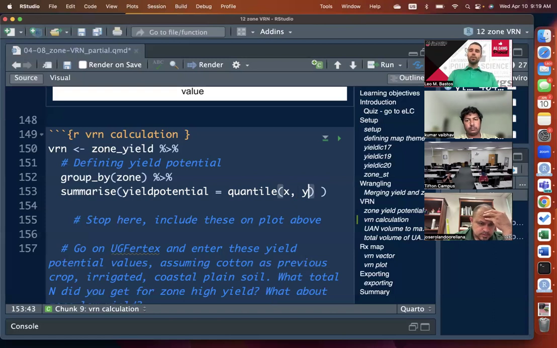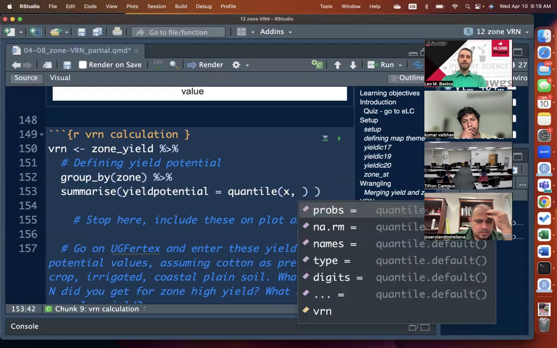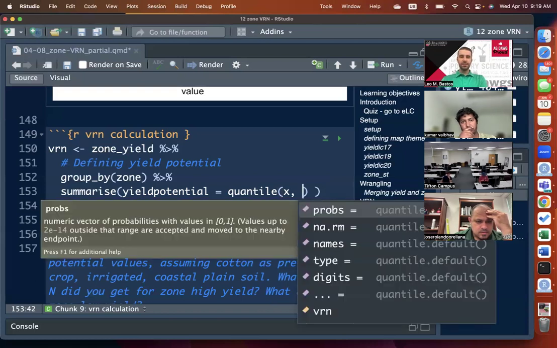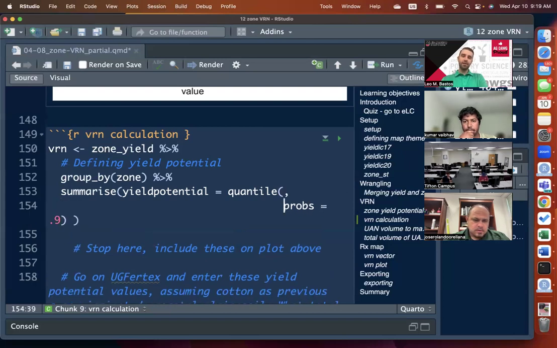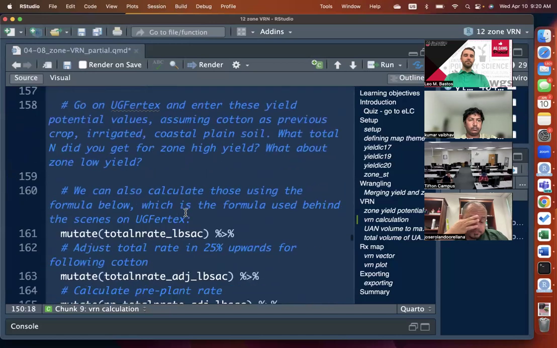On this Y, the name of the argument is not Y, it's just a placeholder for us to build the understanding. There's an argument called probs that goes from 0 to 1, where 0 is the 0 quantile and 1 is the 100th quantile. So if I want the 90th, I would say 0.9. X is the first argument, the name of the column over which I want to extract the 90th quantile. So let's take a look at what we have in zone yield, which is the data coming in.